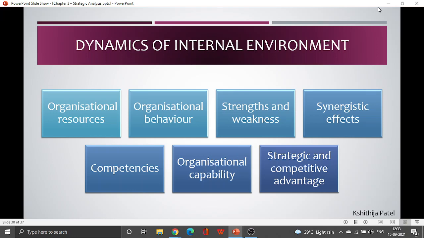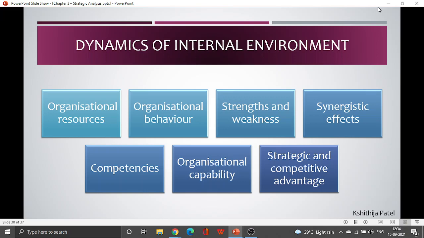So this strategic advantage is measurable in absolute terms, like the higher the profit, the better the strategic advantage, or the lower the profit, there is some problem with the strategy of the organization, what we can call strategic disadvantage. They are also comparable in terms of historic performance, as well as the current performance with respect to its competitors in the industry.